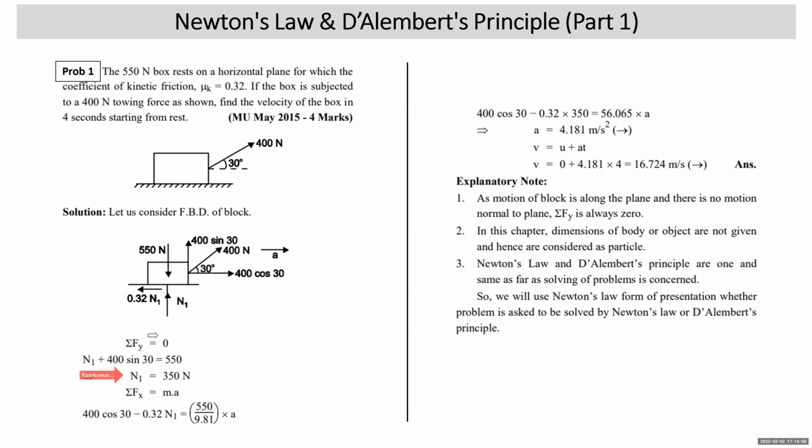Sigma Fx is equal to m a. Forces in the direction of acceleration are taken as positive. As we understand, the force causing motion is applied to the right, so there will be acceleration to the right. So more forces must be towards right. Let's take forces towards right as positive. Sigma Fx is equal to ma: 400 cos 30 is positive, minus 0.32 N1 is equal to ma. What is m? Weight is 550, and W is mg, so m is W upon g, 550 upon 9.81, into a. Put the value of N1 over here. You get the acceleration. Once you get it positive, that means it is in the direction in which you have taken acceleration.